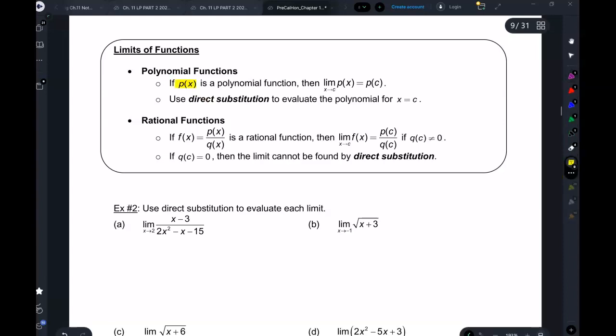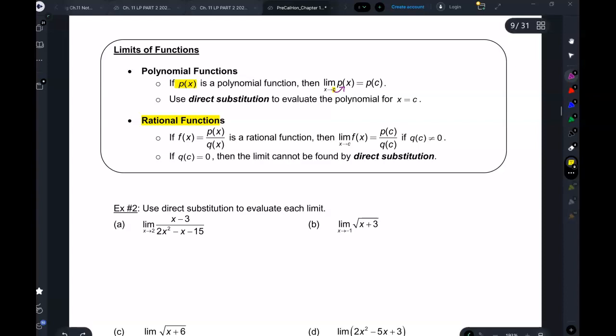So let's talk about polynomial functions. If p of x is a polynomial function, then if I want to find the limit as x approaches c of p of x, I simply just put c into x and find p of c, and that's it. All right, so we're going to use direct substitution for it. If you have a rational function, what's a rational function? It's just one function divided by another function. So again, you use direct substitution.